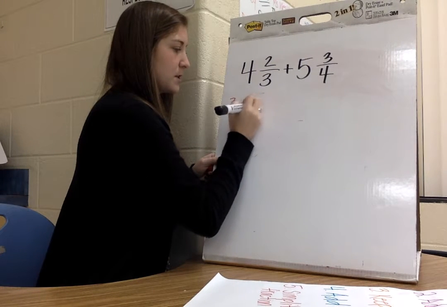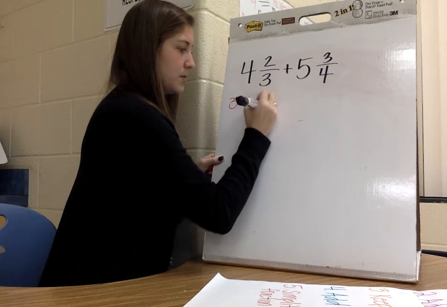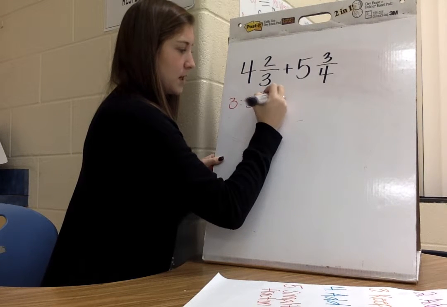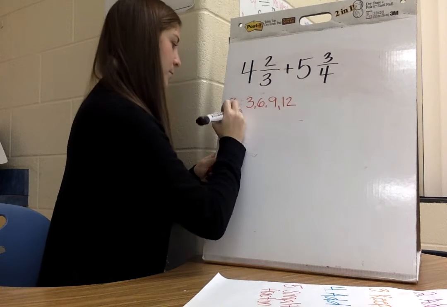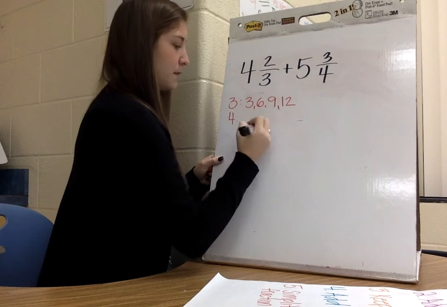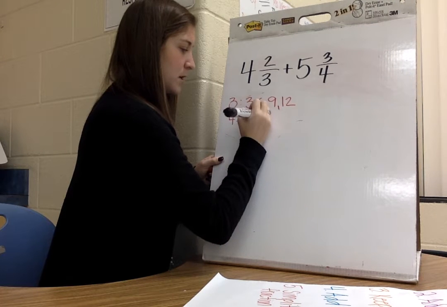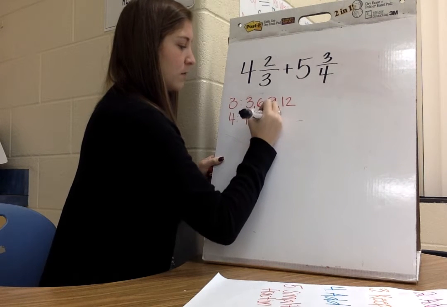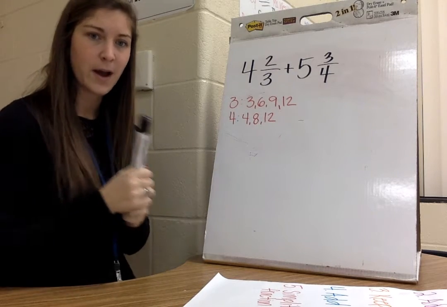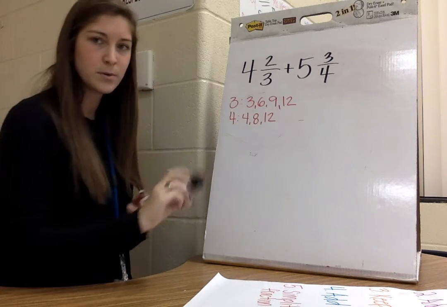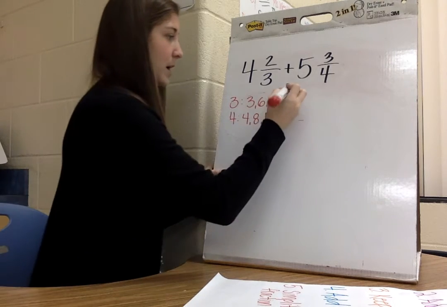So 3 times 1 is 3. 3 times 2 is 6. 3 times 3 is 9. 3 times 4 is 12. My multiples of 4: 4 times 1 is 4. 4 times 2 is 8. 4 times 3 is 12. Well, do I have a common denominator? Do I have the same number in both rows? Yes. So I'm going to box that in.